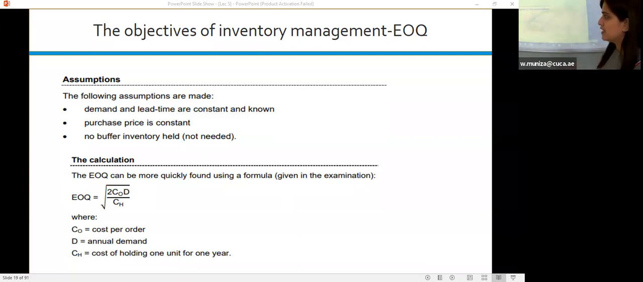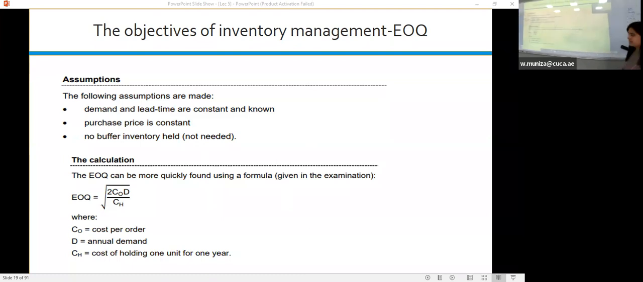So what is the formula of EOQ? Under root 2 CO D divided by CH, where CO is cost per order, D is annual demand, and CH is cost of holding 1 unit for 1 year. This formula will be given to you in the exam. Okay, in the formula sheet, this is going to be given to you in exam.